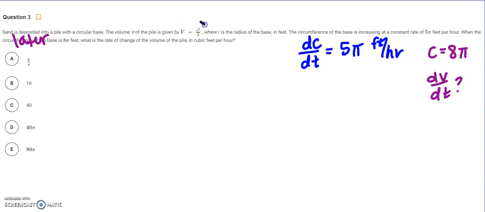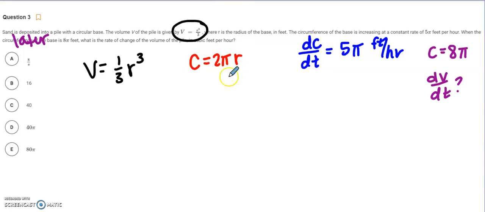So if I look here, okay, V is equal to 1/3 r cubed. The problem is, though, everything I have is dealing with circumference and not with the radius. So I need to somehow make an exchange between the radius and the circumference. Well, hopefully from geometry, we know that the circumference is equal to 2 pi times the radius, which means that the radius is equal to c divided by 2 pi. So what I can do is I can sub that in here.